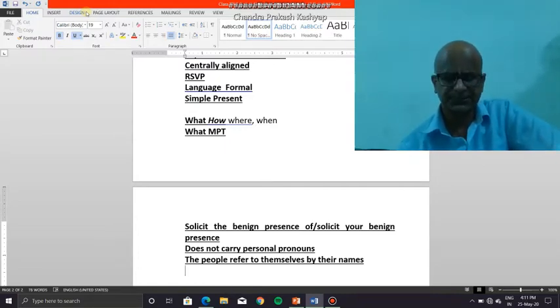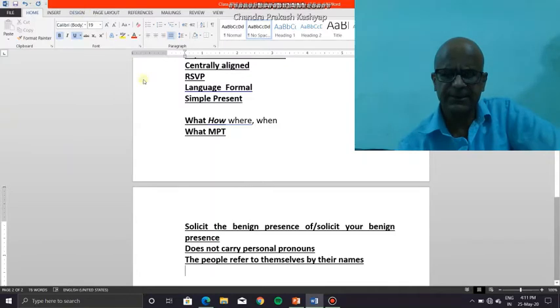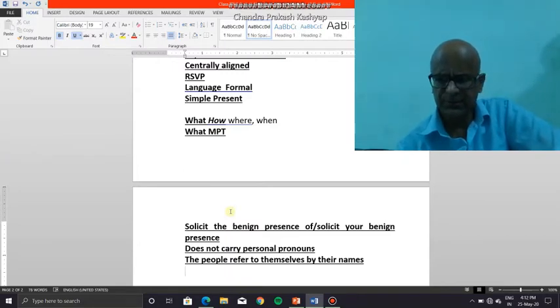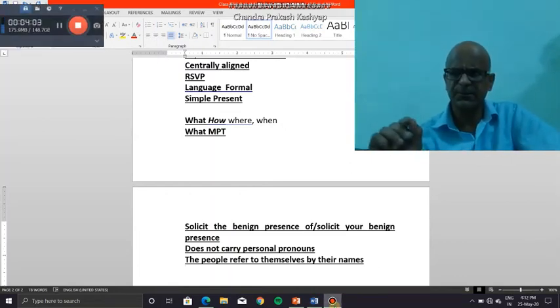Supposing I am extending an invitation to a select few friends. In that case, I will not use you, because there are a number of children in school, and it is impractical to mention the names of every parent. However, say for example, an individual is extending an invitation to a select few friends on the special occasion of his daughter's birthday. So he will begin: Mr. and Mrs. Vinay Makin solicit the benign presence of Mr. and Mrs. Chandraprakash Kashyap on the special occasion of the 16th birthday celebration of their daughter.